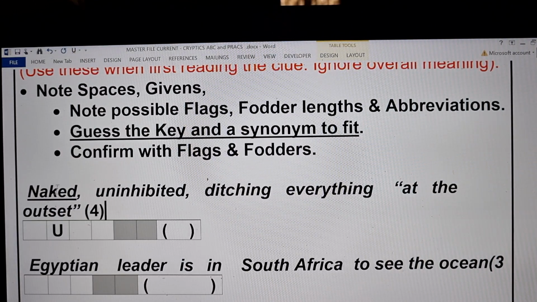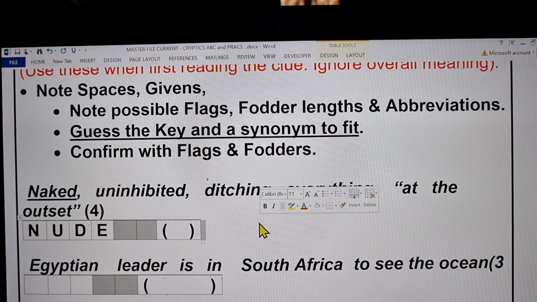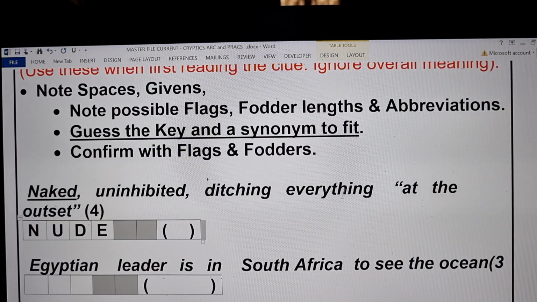Give me a synonym for naked. If somebody's naked, he is definitely nude. Done. Prove it. Okay, here we go. Acronym flag. Well, there's the E, the D, the E and the U.